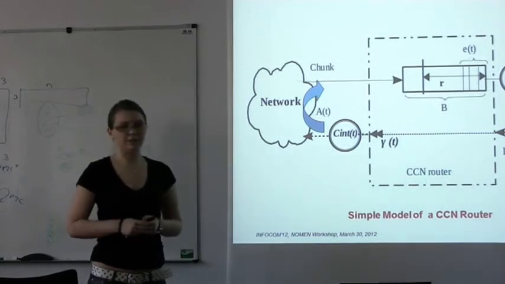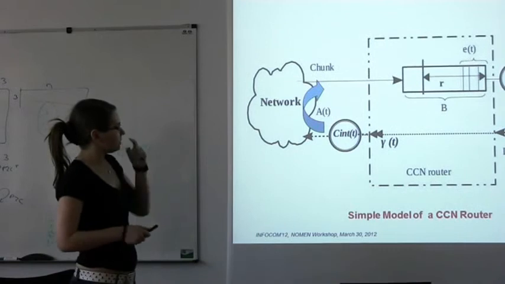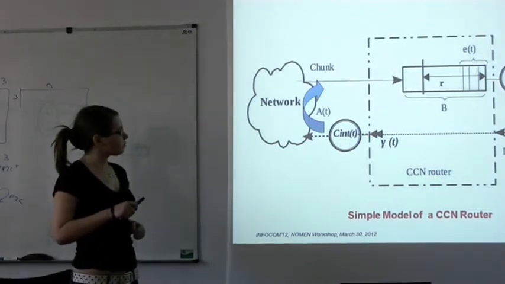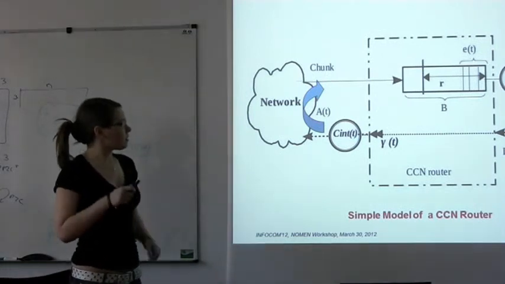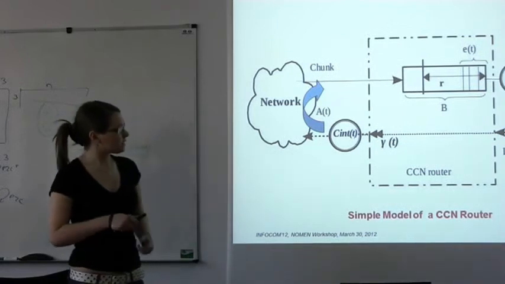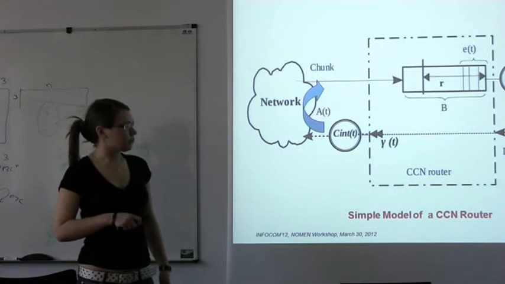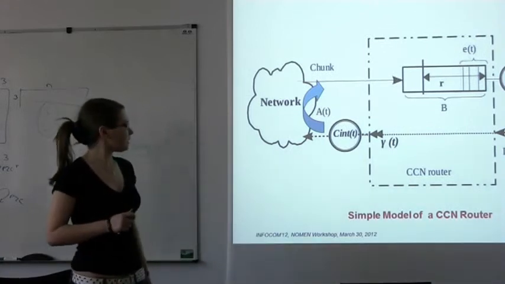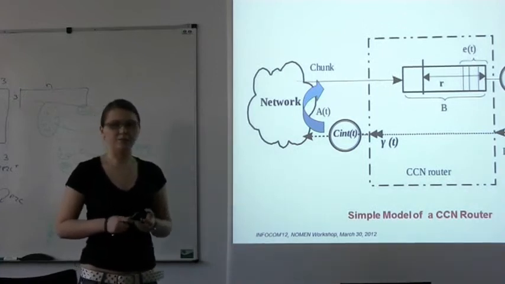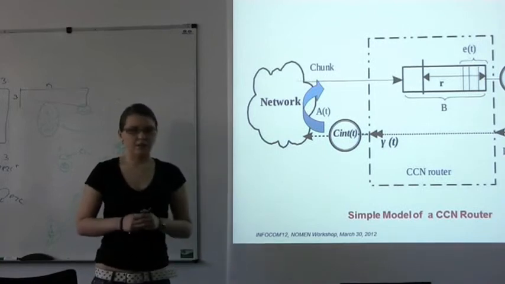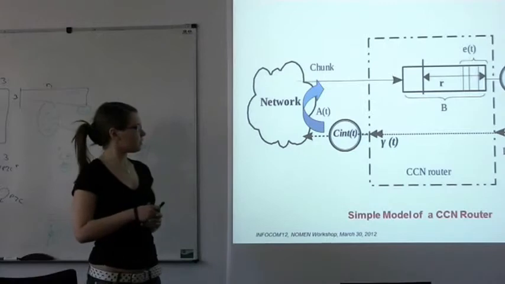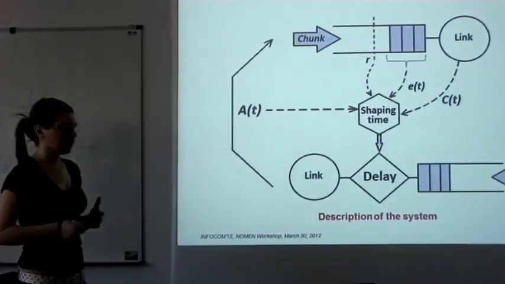Here we present the single model of a CCN router. The interest packet comes from the client, who is here, to the network. And as a response, we have a chunk from the network to the client. This buffer contains only the chunk packets. E of t is the number of packets at time t, and R is the threshold, B is the buffer size. Another interesting parameter is AFT. What is AFT? It is the response delay. It's like a round trip delay in TCP, but it is not really a round trip delay because it's not fixed. We will see the characteristics of AFT in the next slide.